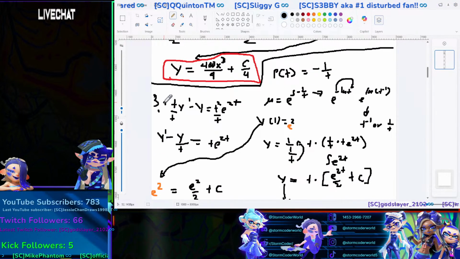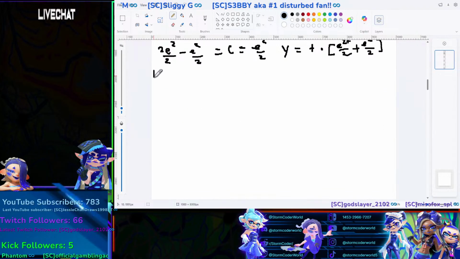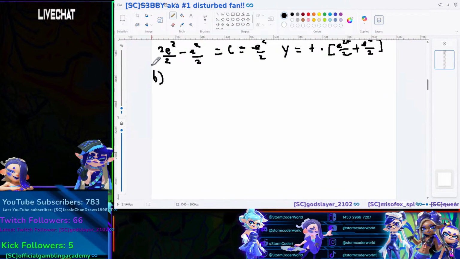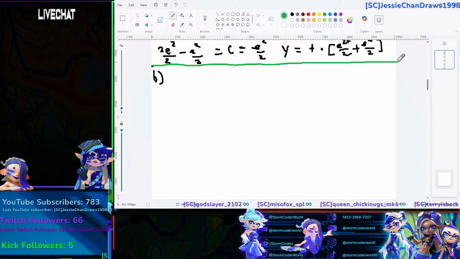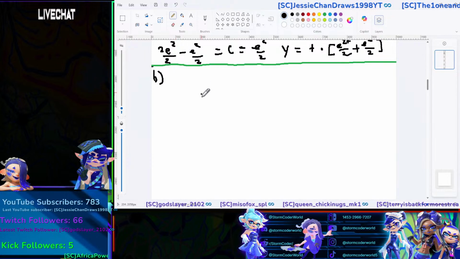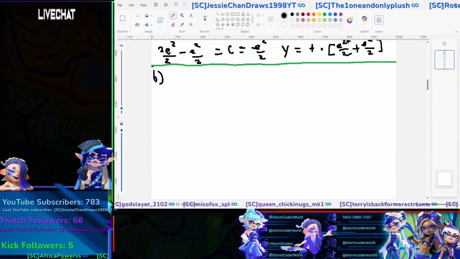So this is 3A. And then part B down here, which I'll outline with a green marker, so it's easy to delineate what's what. Now I have a different equation, and this is for part B.